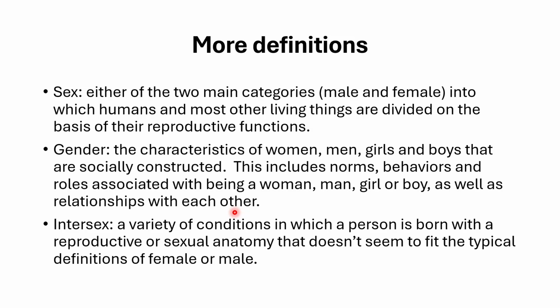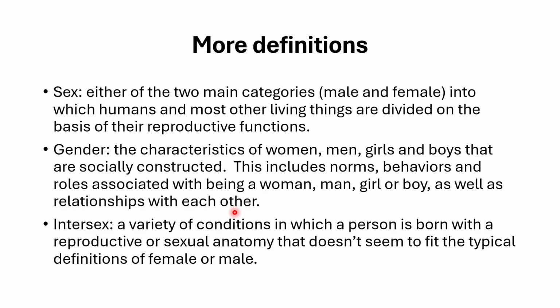It includes the norms and behaviors and roles associated with a given sex, associated with being a man or a woman or a boy or girl, and this can vary across cultures too. It also can be related to the relationships that men and women have with each other, or men to men, or woman to woman. And then there's also the condition of intersex.